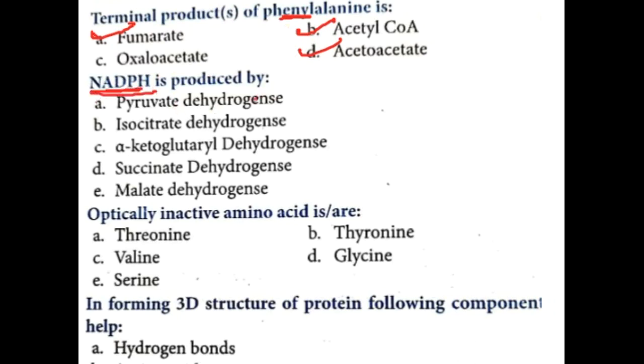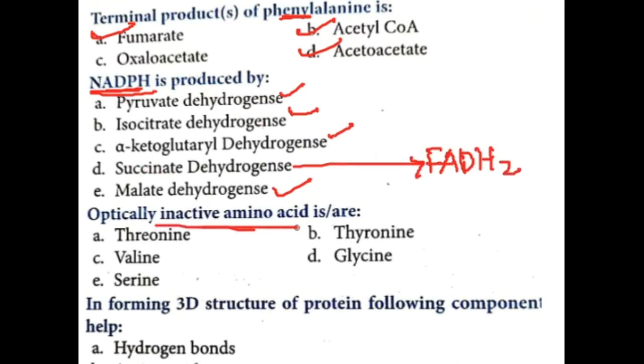NADPH is produced by pyruvate dehydrogenase, true. Isocitrate dehydrogenase, yes. Alpha ketoglutarate dehydrogenase and malate dehydrogenase produce NADPH, whereas succinate dehydrogenase produces FADH2. Okay, next question. Optically inactive amino acid is glycine.